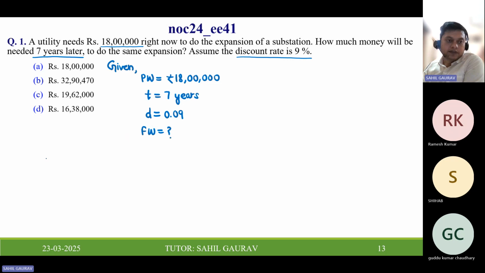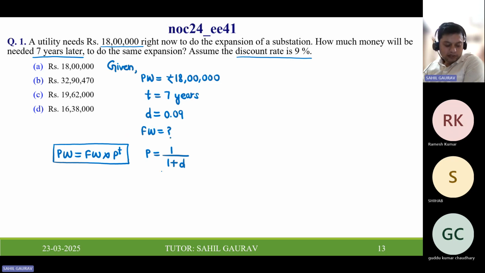We have seen one expression where present worth and future worth are related: present worth equals future worth into P to the power T, where P is related to the discount rate, the present worth factor, and it is 1 upon 1 plus D. Now you substitute all these values and you will get the answer. Present worth is 18 lakh. Future worth we need to find, and P to the power T will be 1 upon (1 plus D) to the power T. So D is 0.09, T is given as 7 years.